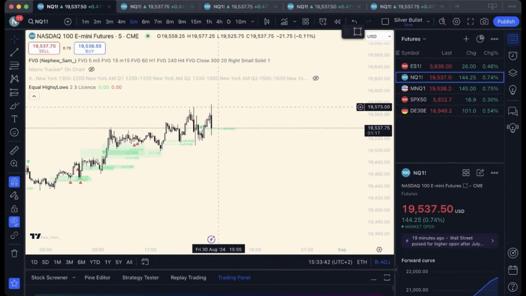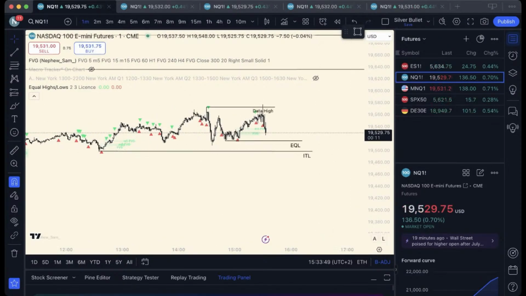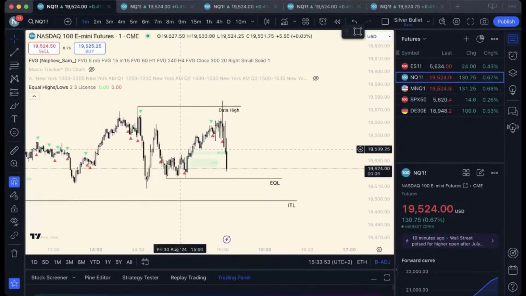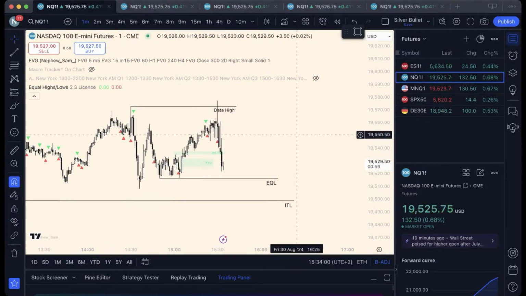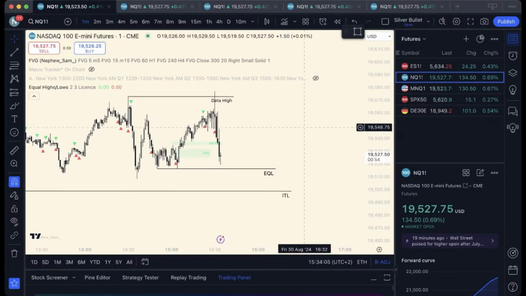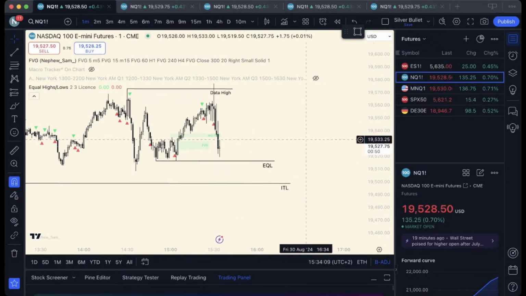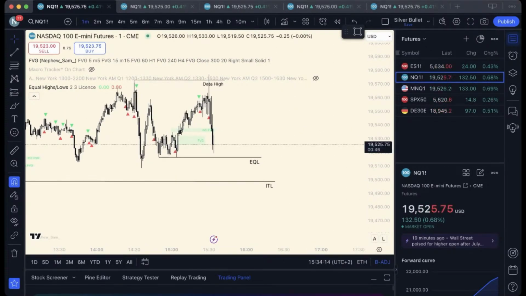Just swept the data high, which was my target. Put it in the drawings. The data high, it was a news at 230. It's normally a nice target to the upside because it has a nice wick, but it already got hit with the opening candle. So the next target would be those equal lows, but seems like they already got taken out without us.